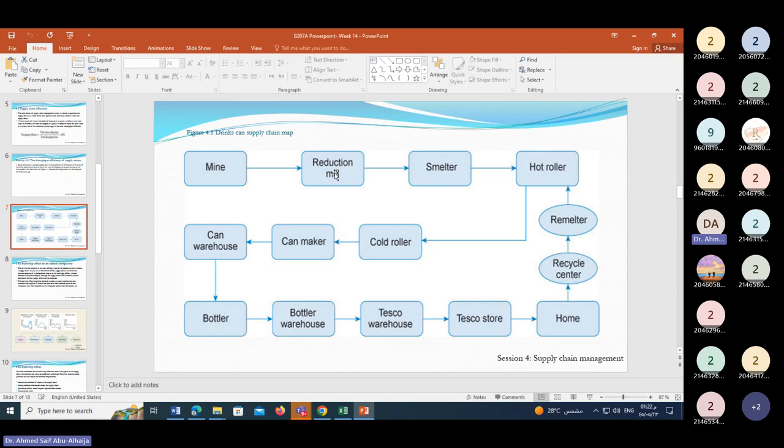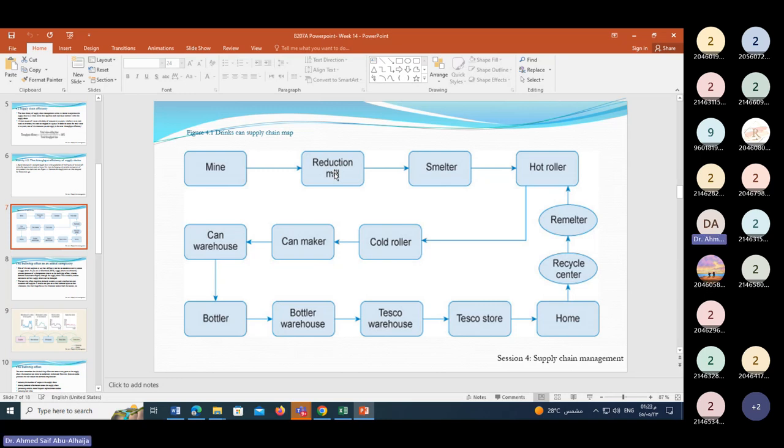After that, hopefully, there is some recycling. Again, remember the smelter? So it's re-melting. It's about melting, but re-melting again, because already you have it as a can now, you will re-melt it again to have it as a hot roller, then the cold roller, and again the same procedure.